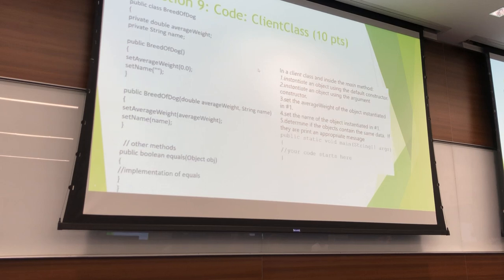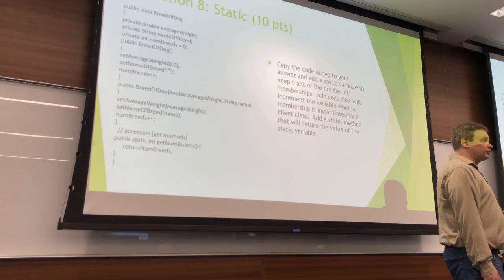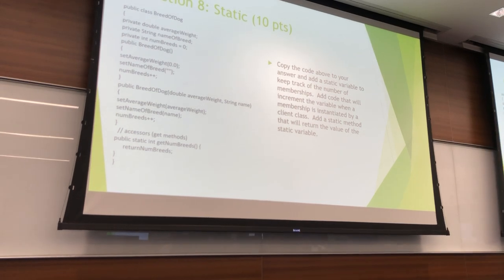Any questions on static? Of course, you won't have breed of dog, you won't have average weight, you won't have name of breed. The variable won't be called num breeds or number of breeds, but this will be very similar to it. Any questions on static? I think this is the last time this semester that I'm going to cover static.